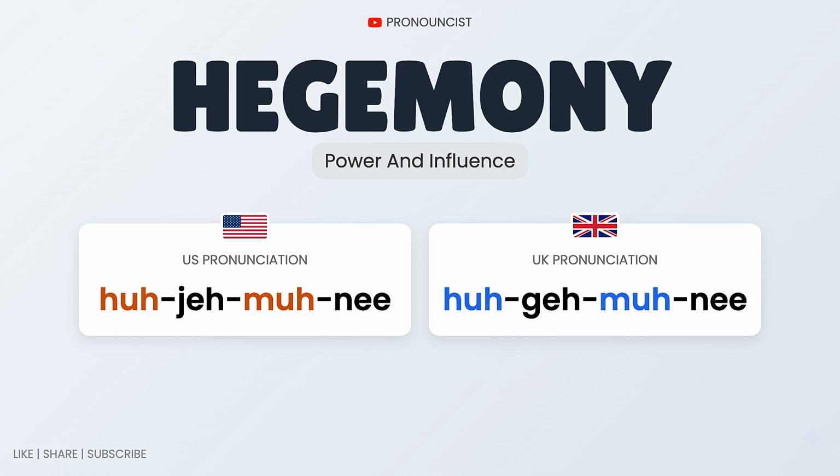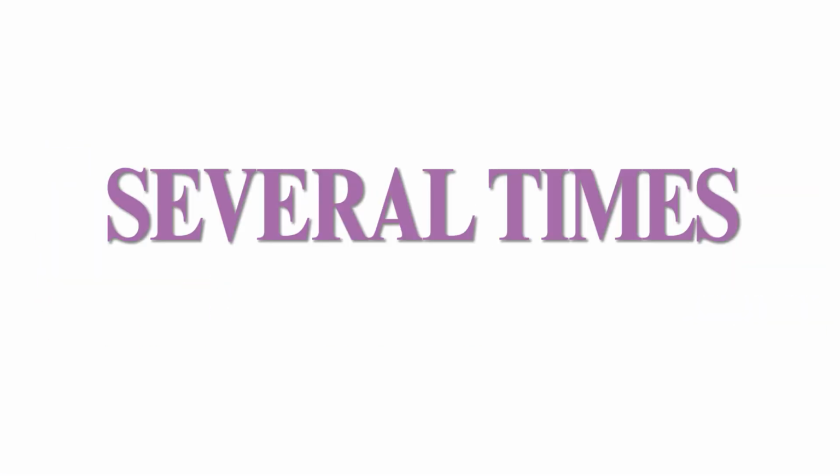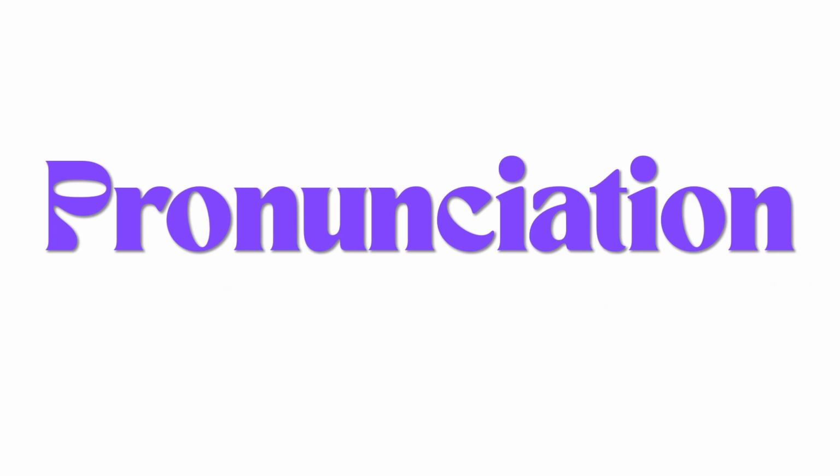Don't soften it. Practice repeatedly and you'll soon be able to say this word perfectly. The best way to practice is to repeat the syllable multiple times. The meaning of the word is power and influence. Try repeating this word several times to improve your pronunciation.